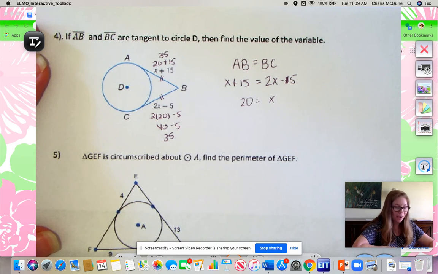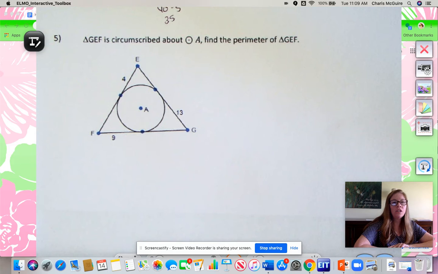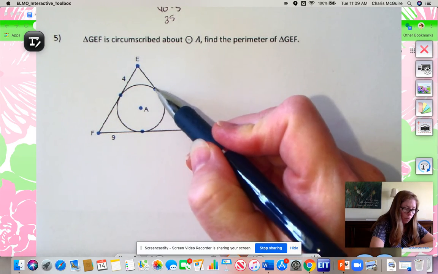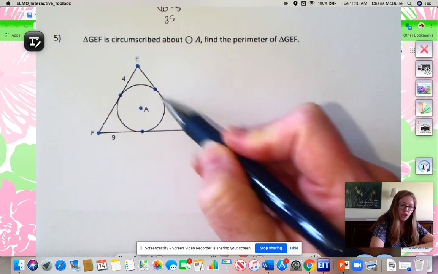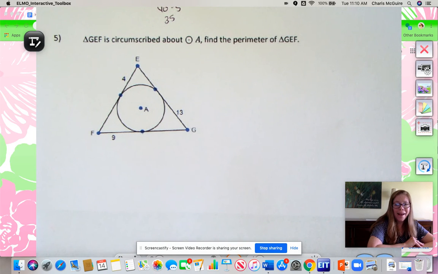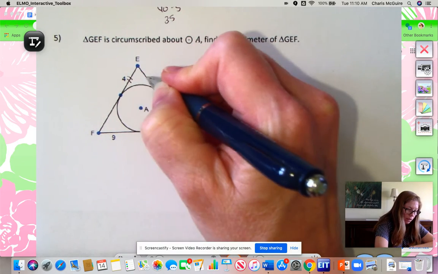All right, this is one of my favorite types. I love that they do this. Number 5. Triangle GEF is circumscribed about the circle A. And we've talked about circumscribed circles. The triangle is circumscribed. This circle is inscribed, the triangle, but we know it's touching at one point. So we know if it's touching at these points that these are all tangent segments. So we have this theorem working a couple of times, right? Point E gives us these two segments that are congruent.